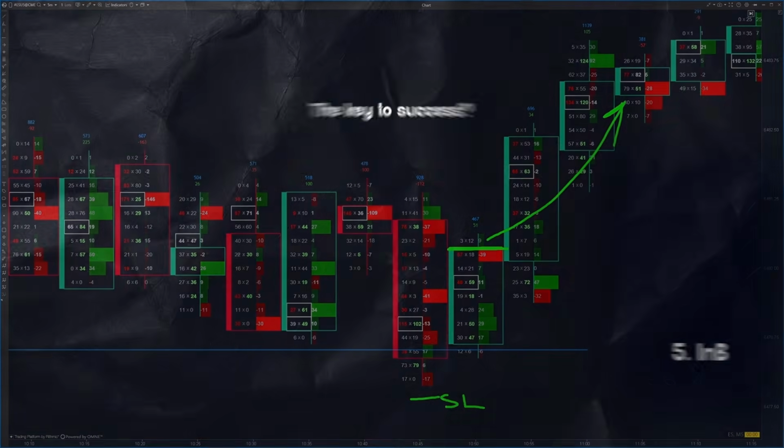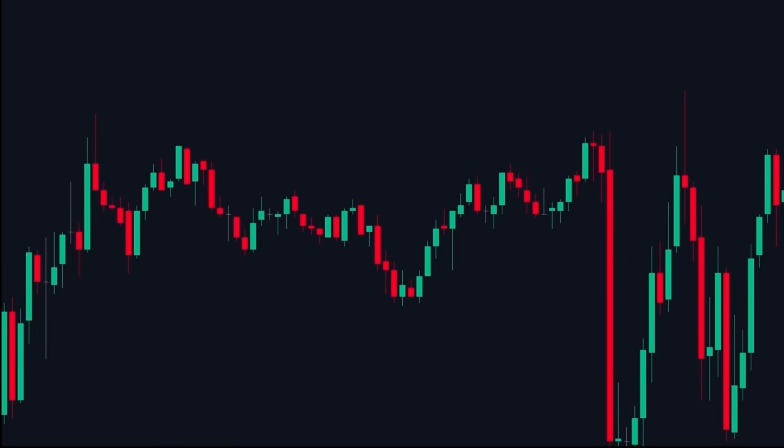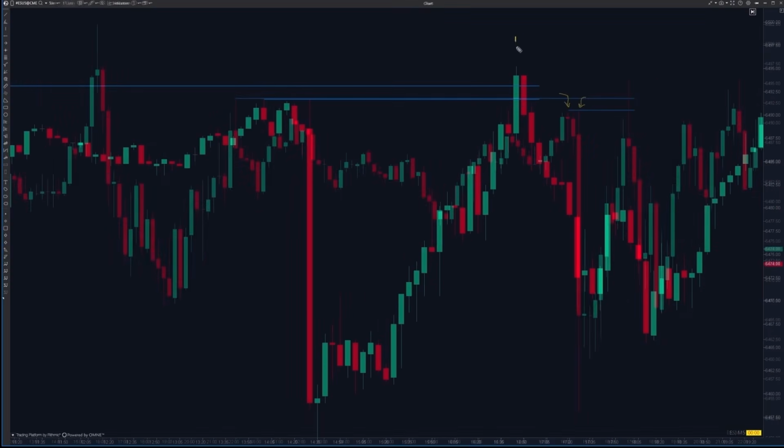Beautiful, isn't it? The key to success? Start thinking like a liquidity hunter. When you see price approaching obvious levels, think not only about support and resistance, but also about stop-loss clusters. When this double top formed, price was in rotation. As soon as you recognize a double top, draw a horizontal line, switch to the 5-minute time frame, and wait.